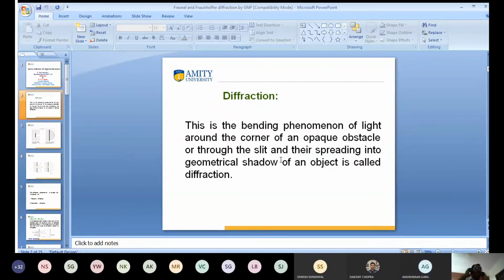Yes, I'm talking about the diffraction phenomenon of light. What is diffraction? Diffraction is the bending phenomenon of light around the corner of an obstacle or through a slit, and spreading into the geometrical shadow is called diffraction. When light passes from any obstacle or slit, the light will bend toward the corner. This phenomenon of light is known as diffraction.